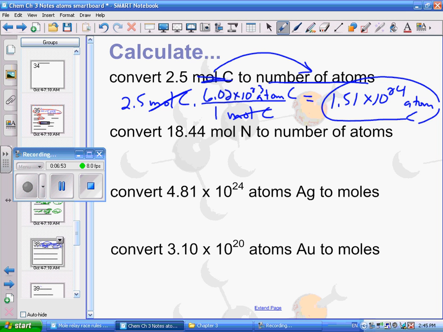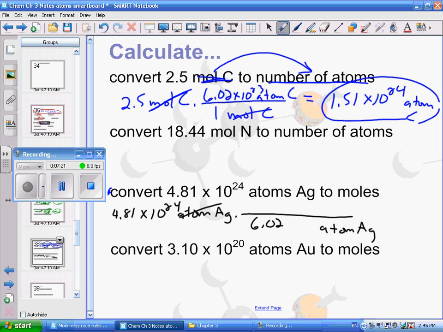All right, next, let's go down to this third one here. We're going to convert 4.81 times 10 to the 24th atoms of silver to moles. In order to do this one, you take your 4.81 times 10 to the 24th atoms of silver, dot line. Now you have atoms of silver here, so you better put atoms of silver on the bottom. What number goes with atoms? 6.02 times 10 to the 23rd. Now I have to go to moles, so that goes on top: 1 mole of silver on top. You get your atoms to cancel out.